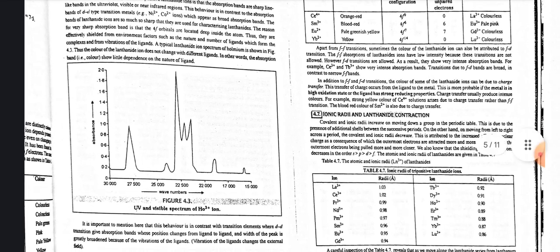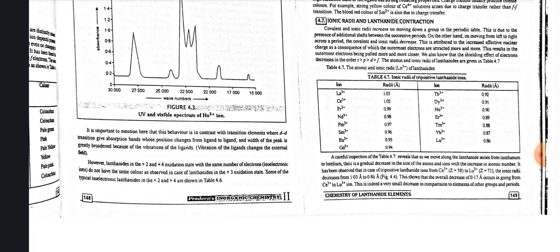The reason for the very sharp absorption bands is that the 4f orbitals are located deep inside the atom. Thus, they are effectively shielded from environmental factors such as the nature and number of ligands which form the complexes, and from vibrations of the ligands. It is important to mention here that this behavior is in contrast with transition elements, where the transitions give absorption bands whose position changes from ligand to ligand, and the width of the peak is greatly broadened because of the vibrations of the ligands.